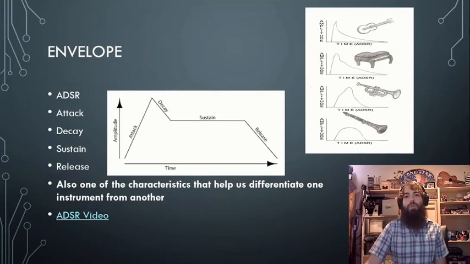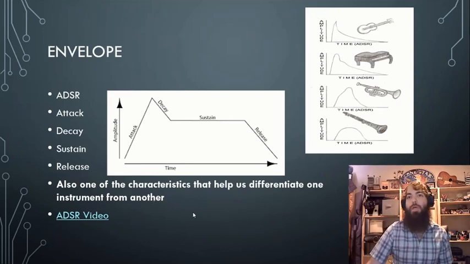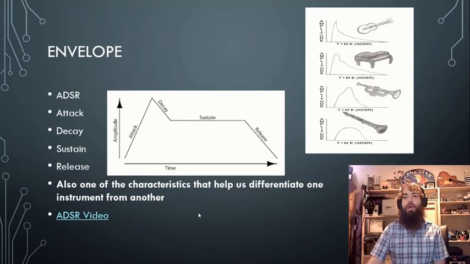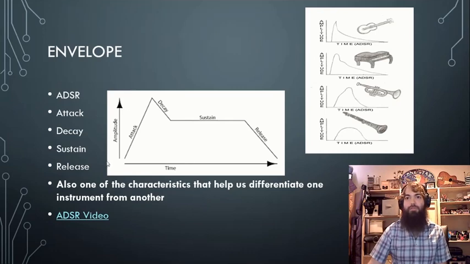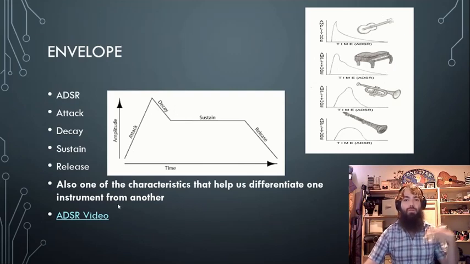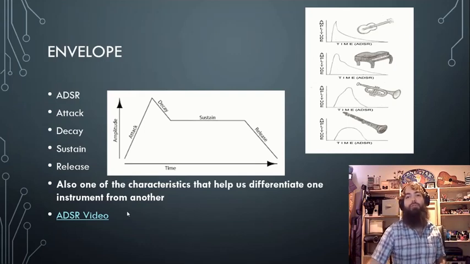Envelope is the other characteristic we need. It also helps us differentiate one instrument from another. Envelope is effectively the sound over time. What we're looking at is time and amplitude, and we're talking cycles per second. There are lots of cycles in here, but those cycles are going to have an envelope, which is from start to finish. Every word we have has consonants in it.